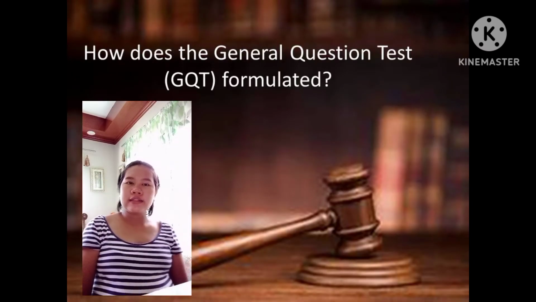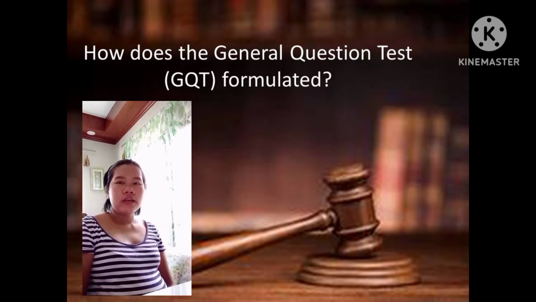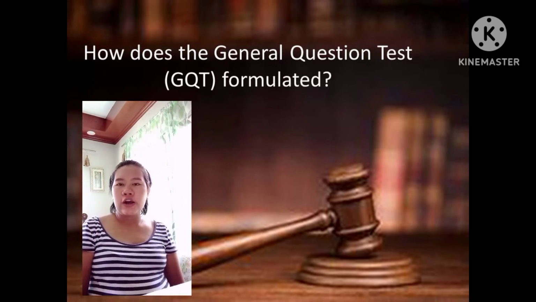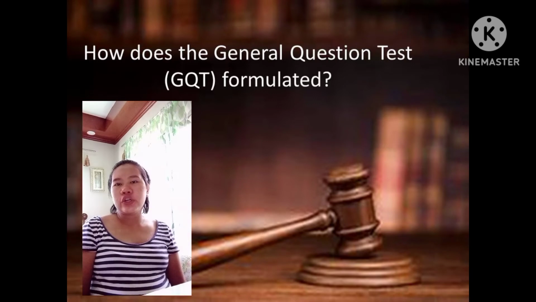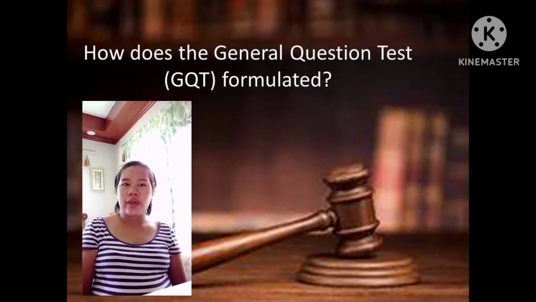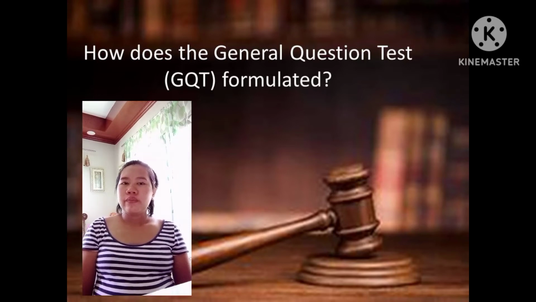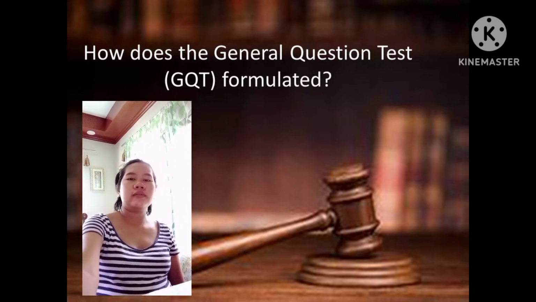So, how is the general question test, or GQT, formulated? The GQT consists of a series of relevant and irrelevant questions in a planned order. Questions are arranged so as to make a comparison of responses to relevant questions with a subject's norm, made during the answering of irrelevant questions.